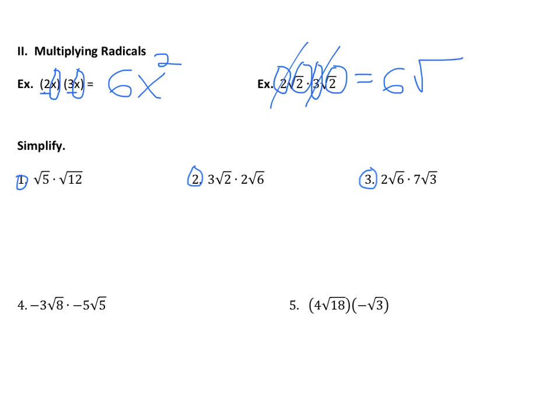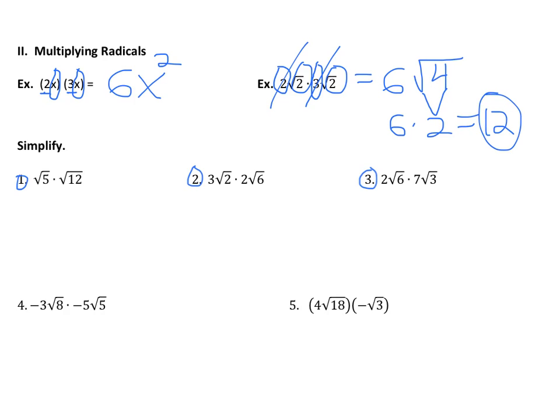2 times 2 is 4. So I get 6 times the square root of 4. But actually, I can take this further. Square root of 4, that's 2. Right? That's a perfect square. So I get 6 times 2, which gives me 12. Sometimes when you multiply radicals, you're going to be left with a radical. Sometimes the radicals go away, just like for this example.